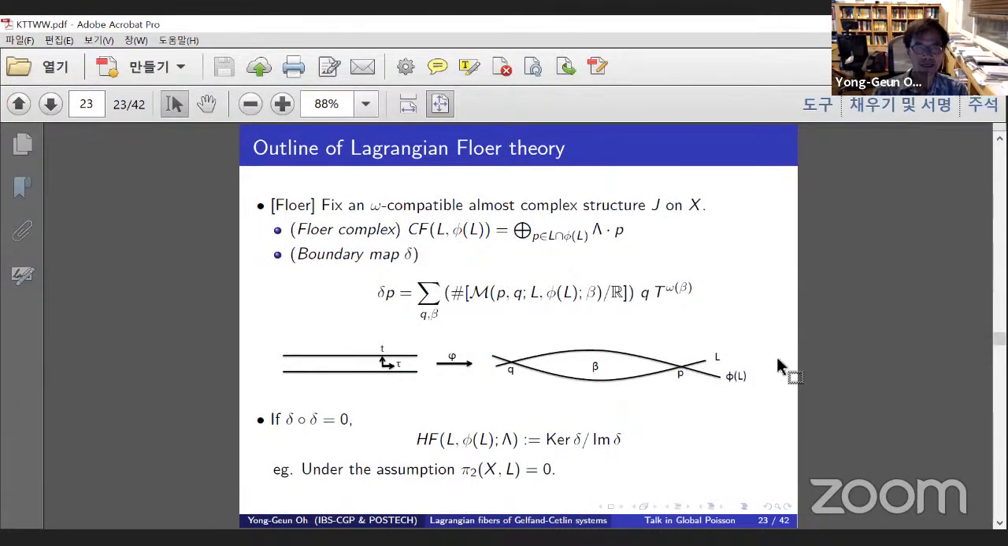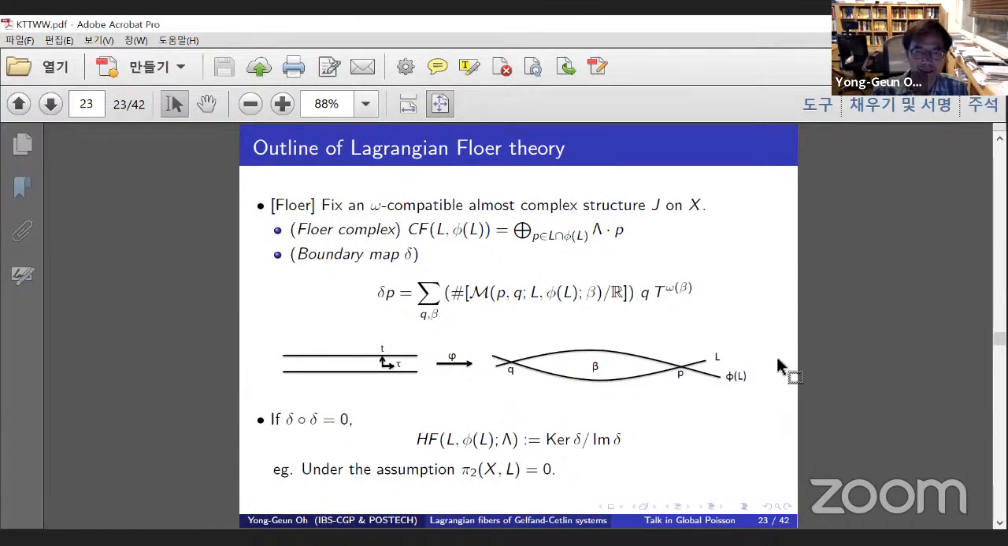So now let's talk about Lagrangian Floer theory. Floer first introduced this infinite dimensional Morse theory, and then defined some kind of Floer homology. To simplify the whole discussion, I just look at the pair consisting of one compact Lagrangian submanifold L with its Hamiltonian deformation phi L. Okay? So you look at this pair of Lagrangian submanifolds, and assuming transversality, you will have a finite number of intersections. And this intersection provides the generators of this module.